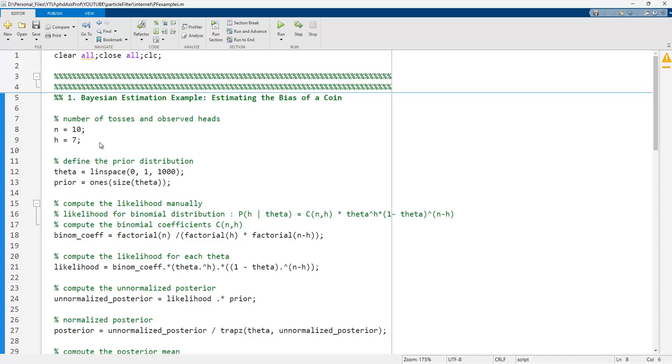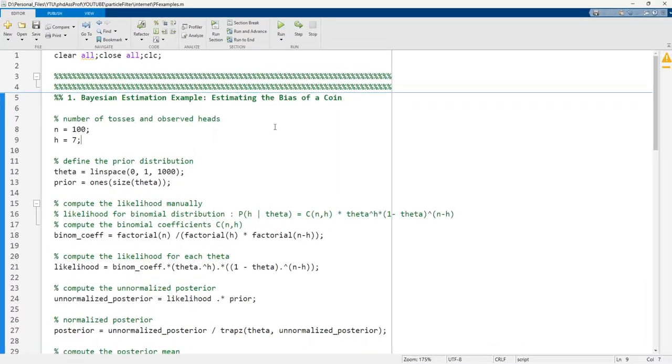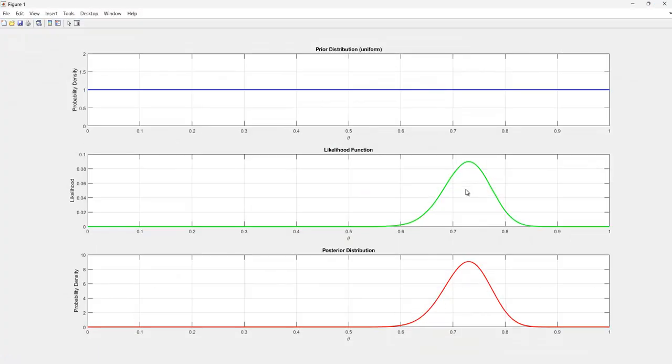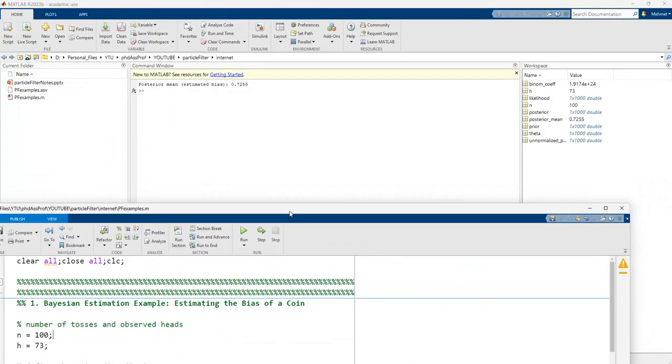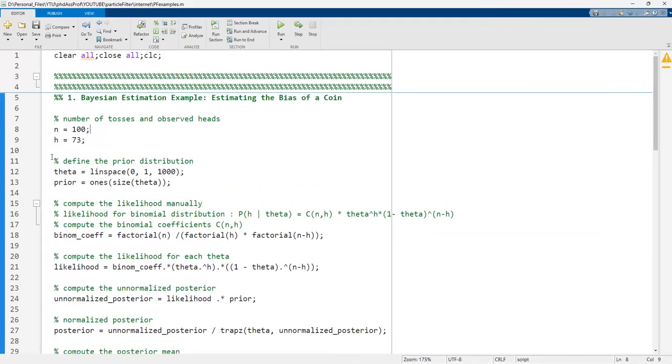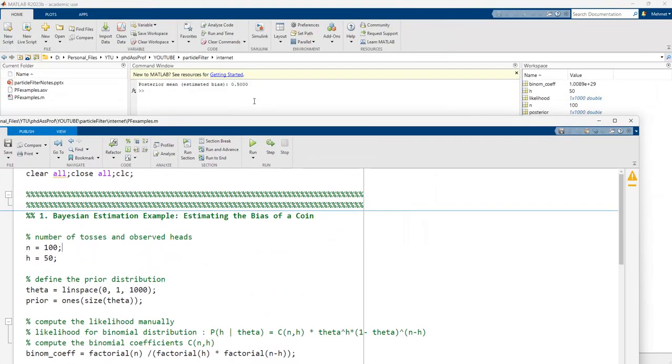And also we can say this is 100, and then we can calculate this one, but this is 73 here, for example. And so we will have this kind of information, and so the estimated bias is 0.72. Or if we take 50 values here, just like this one, the likelihood and the posterior distribution are around 0.5, okay.